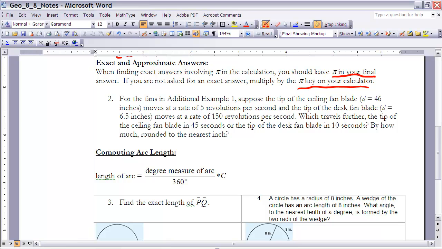Now the other thing is when we're doing our calculations involving pi, even if it's a real world problem, I don't want to do any rounding until the very end, in which case then we could round to the nearest tenth or hundredth or whatever we're looking for. So we always have to be careful with that when working with approximate answers.